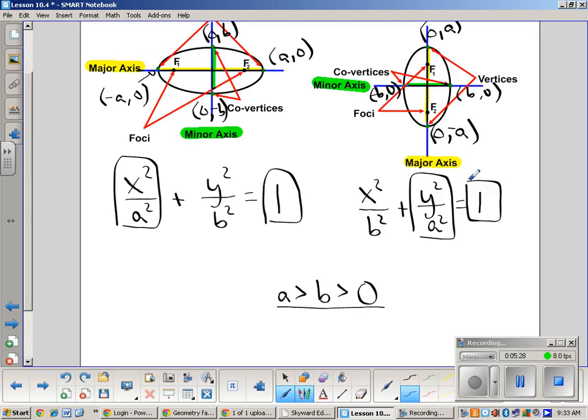The foci we've already talked about. Was that self-explanatory, the arrows there? So the co-vertices are the ones that connect the minor axis together, and the major axis and the endpoints of the major axis are the vertices. Sorry. Okay?